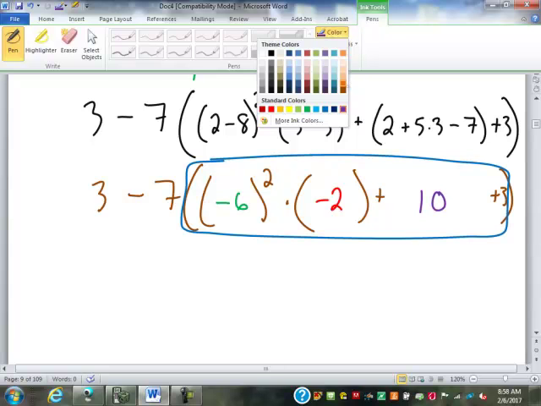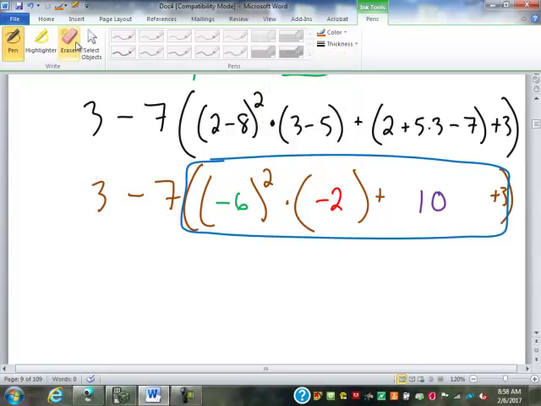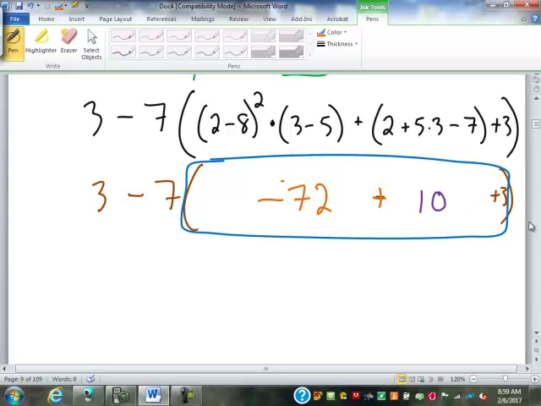Now we can do the exponent. -6 squared is 36. What's next? 36 times -2, which is -72. That was plus. I just hit the erase by accident. So then what? Add 10. -72 plus 10 is -62. Plus 3 is -59. Now let's do this.